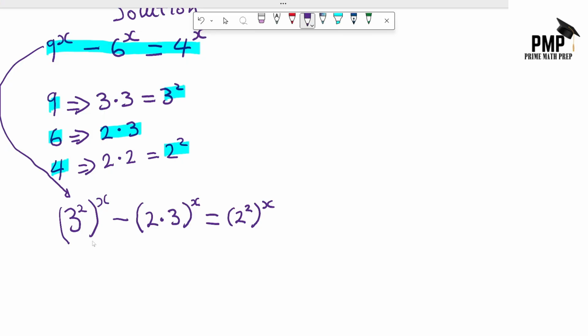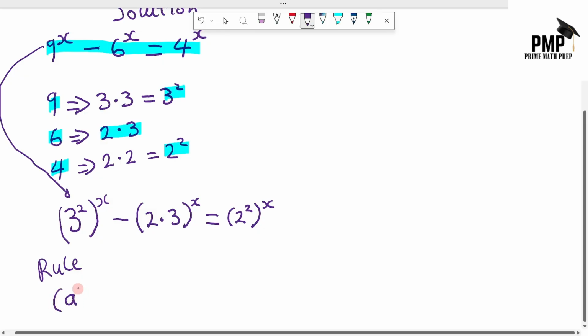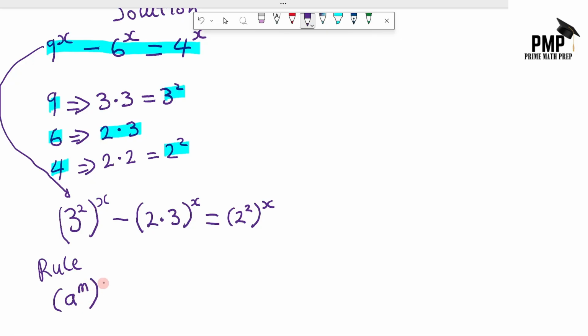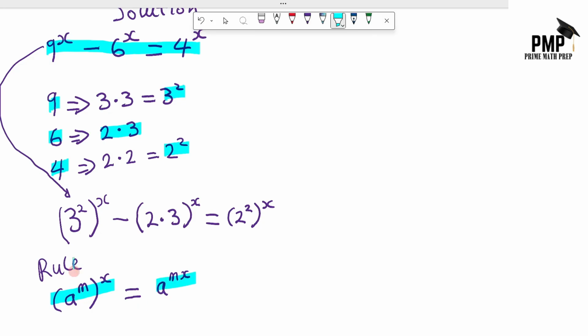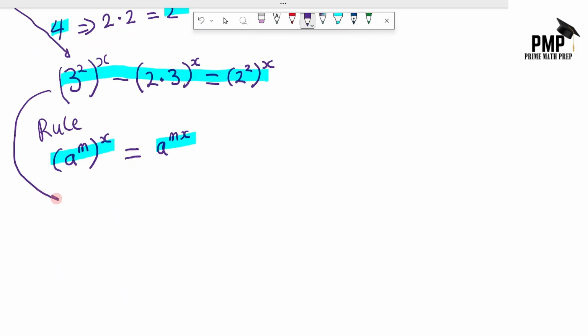So let's continue. There's an exponent rule that says if you are given a number, let's say a to the power of m, all to the power of x, it is the same thing as multiplying the exponents, a to the power of mx. So when you're given something like this, you can write it in this form. We'll look at this new form of our equation and see how we can relate this to this. So let's continue. Therefore, let's bring this down.